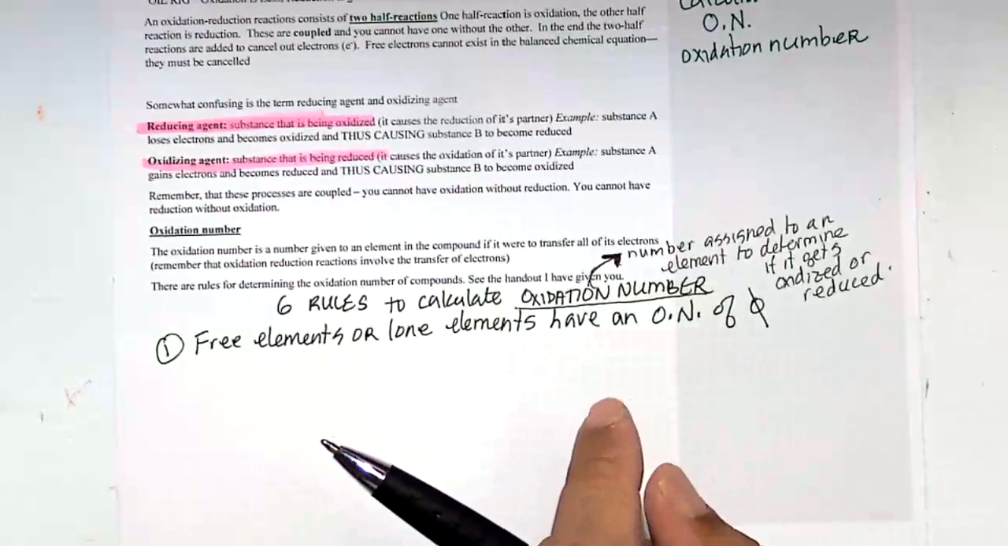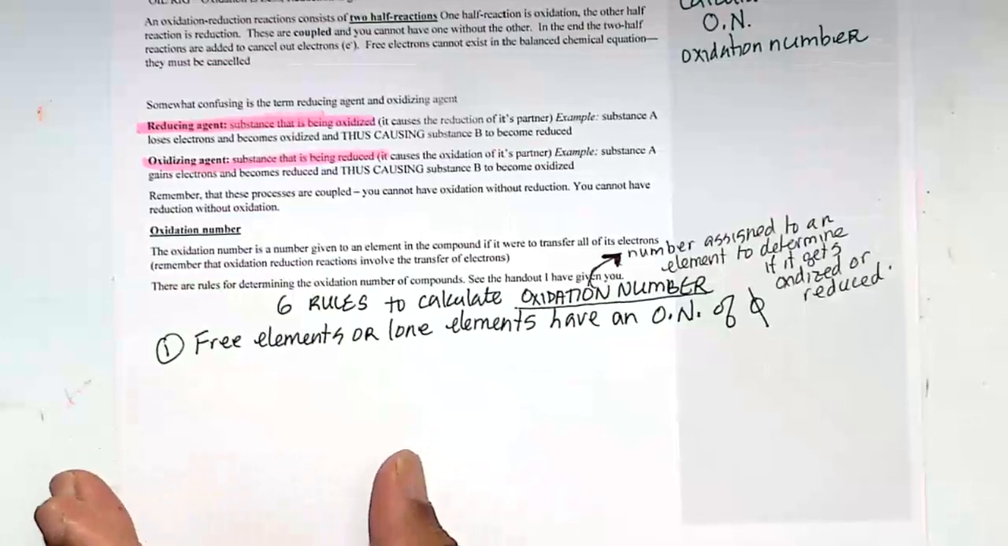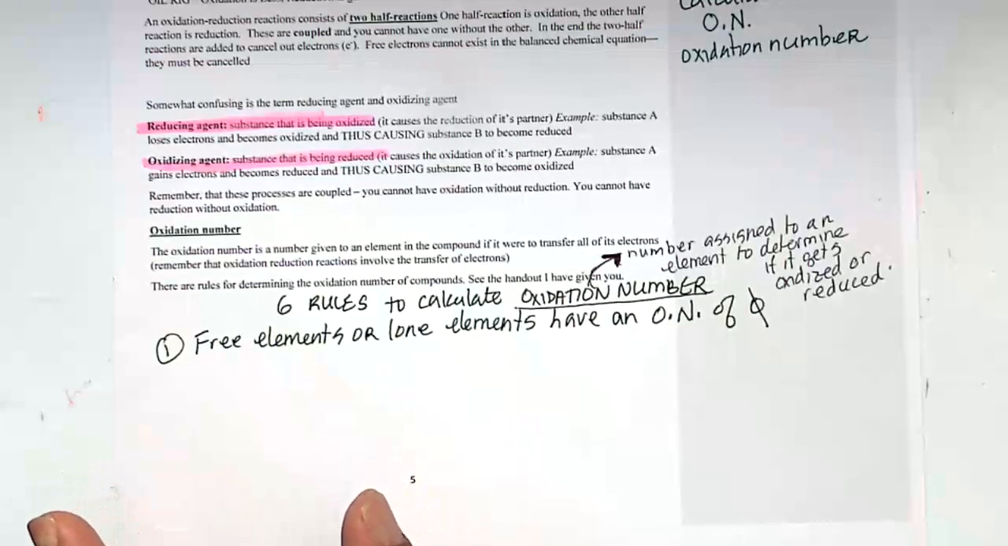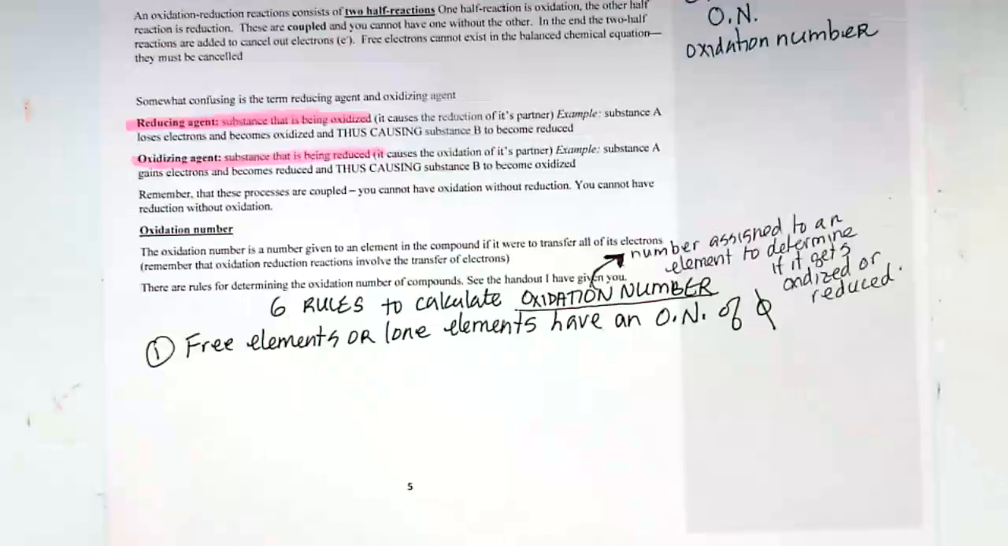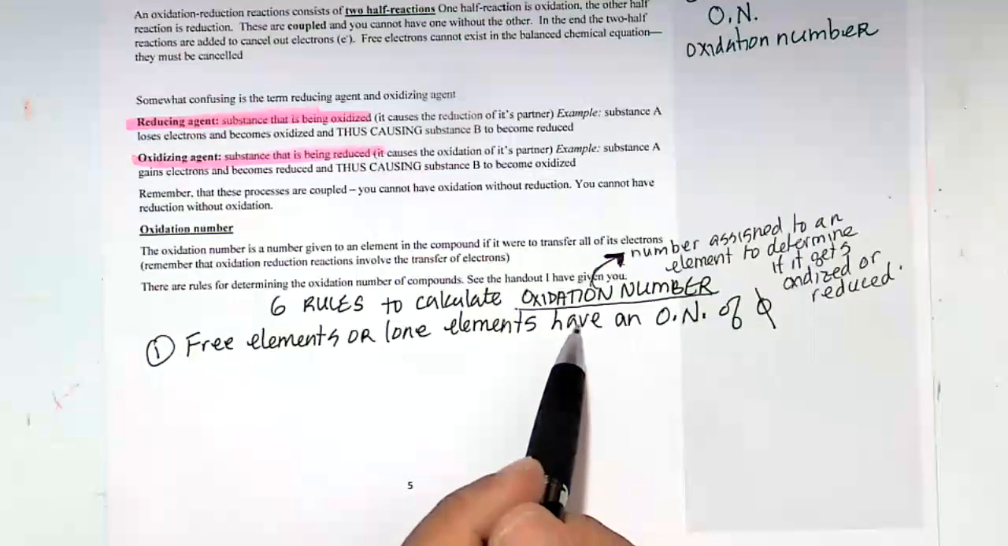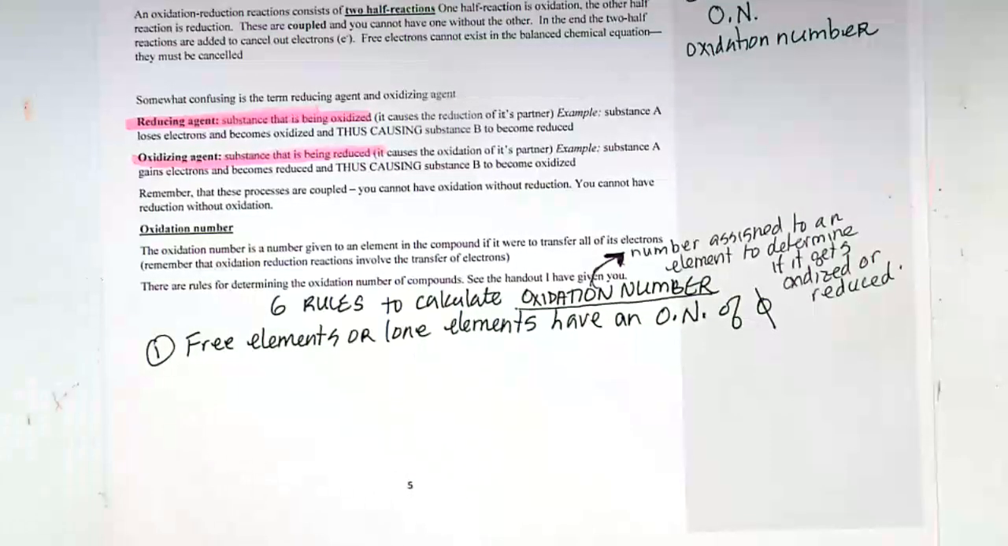What you'll do, which we will not do in this class, is figure out the oxidation number on the reactant side, and then the oxidation number on the product side, and then figure out the transition, whether it got oxidized or reduced. So we will assign a number according to these 6 rules. The first rule is free elements, or elements by themselves, have an oxidation number of 0.